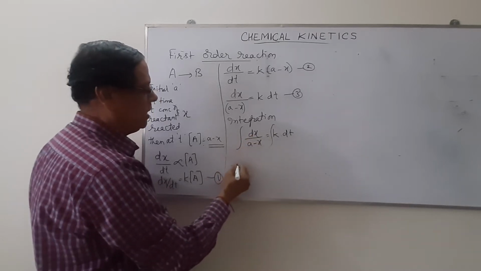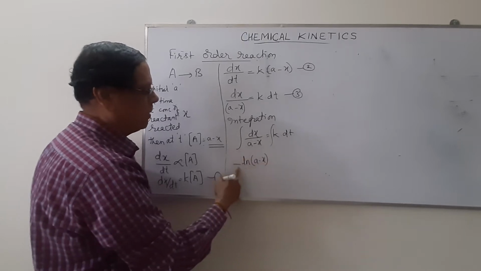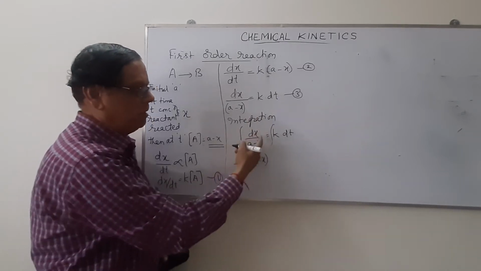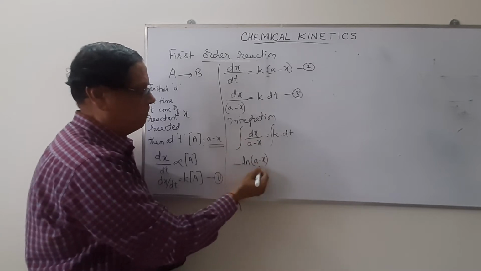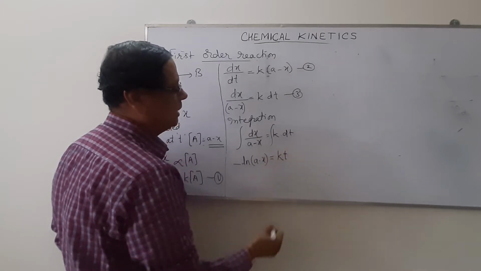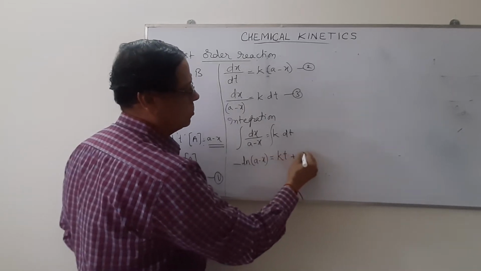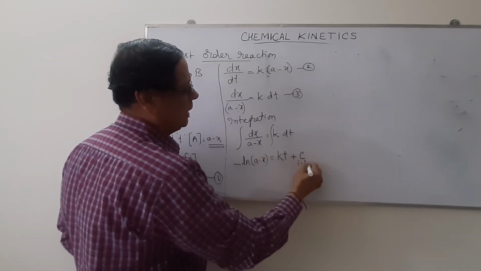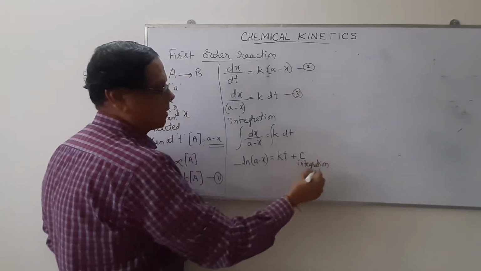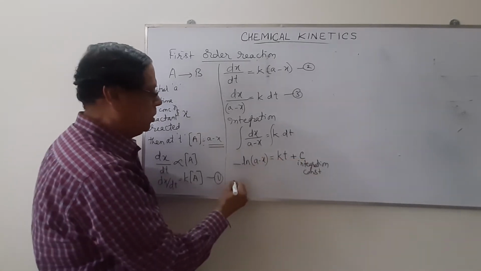So this dx by A minus X, on integration, will give rise to ln A minus X multiplied with minus sign. In the integration chapter you will learn integration of 1 by A minus X with respect to dx is equal to minus ln A minus X. On the right hand side we have got integration of k dt is equal to kt. Since we are doing indefinite integration, we have to add some constant, that is called the integration constant.